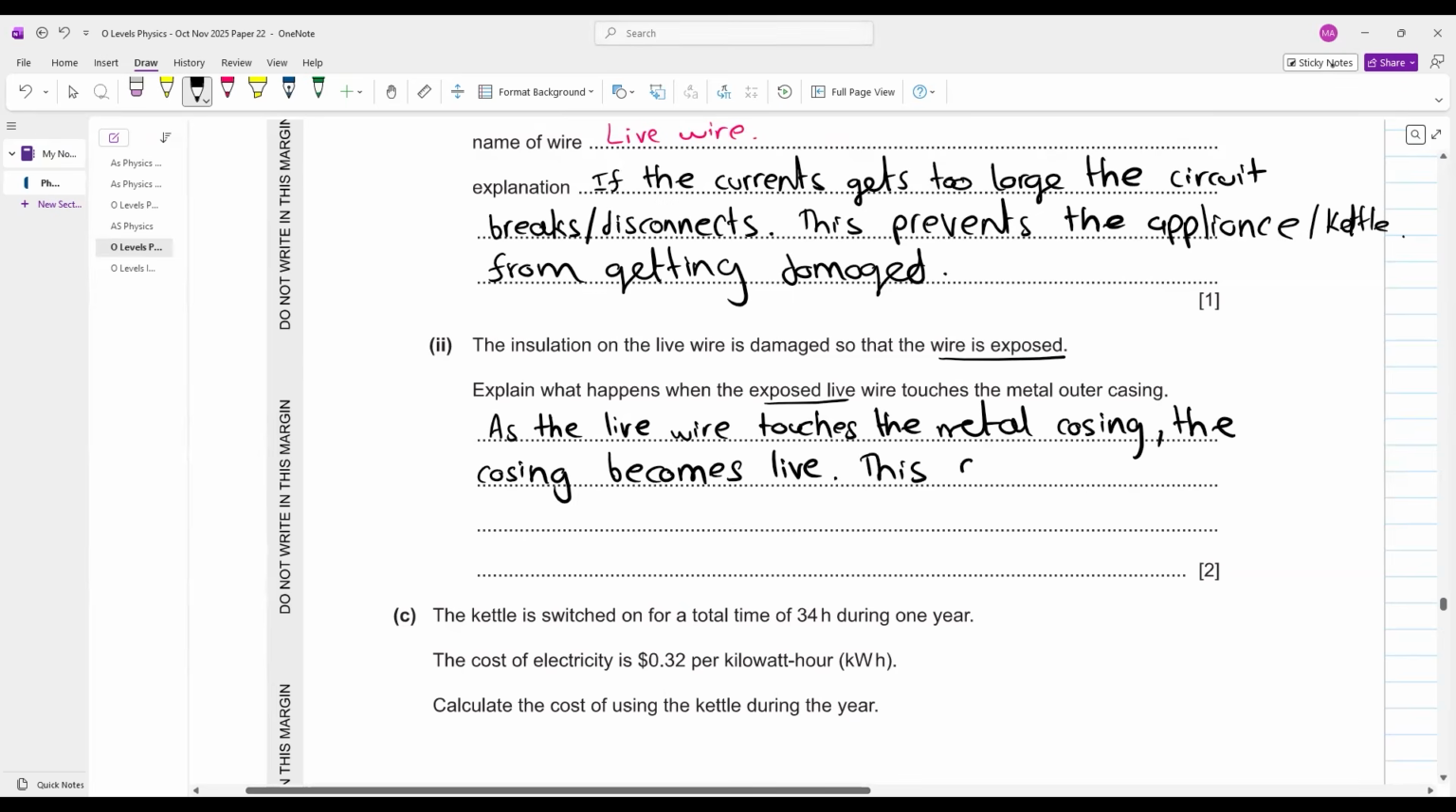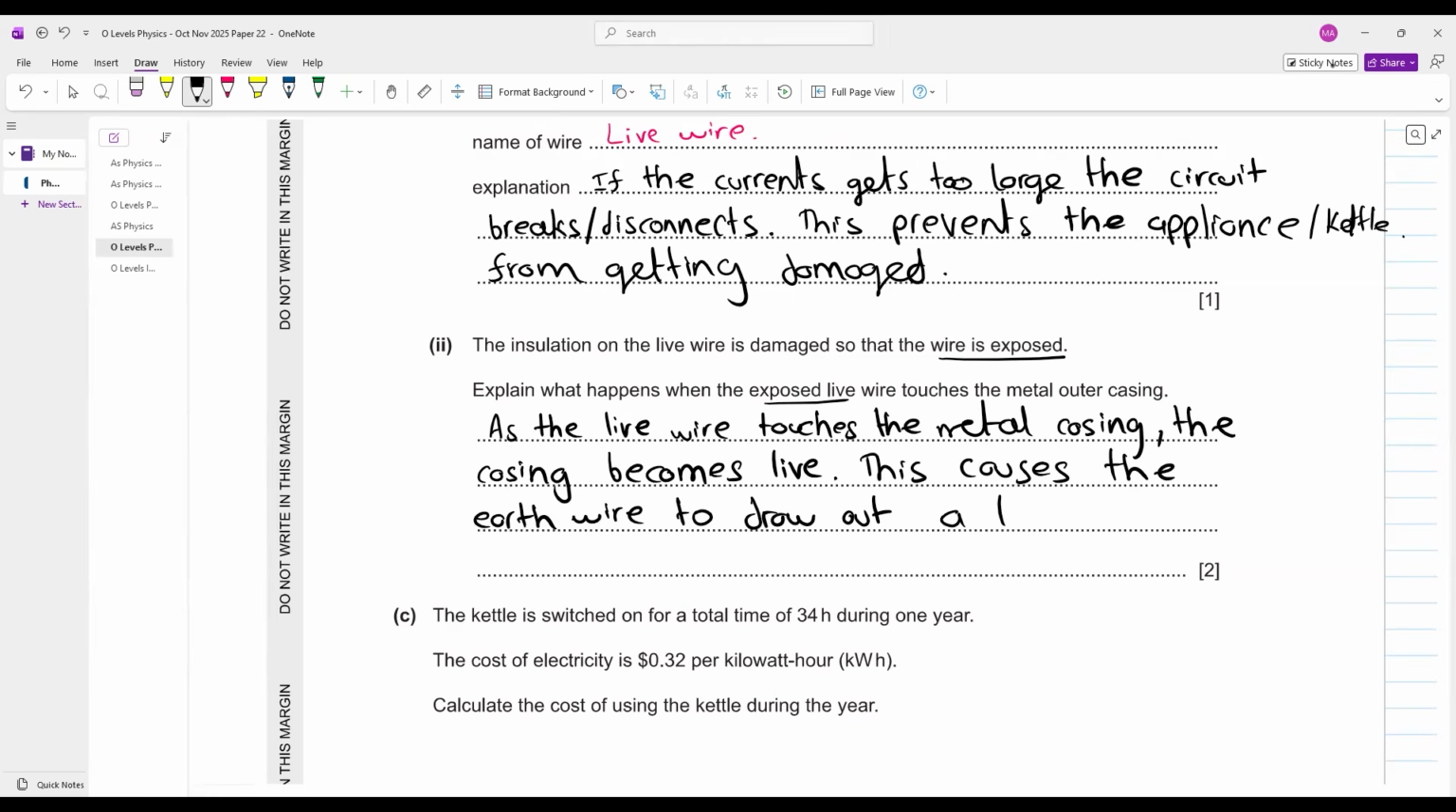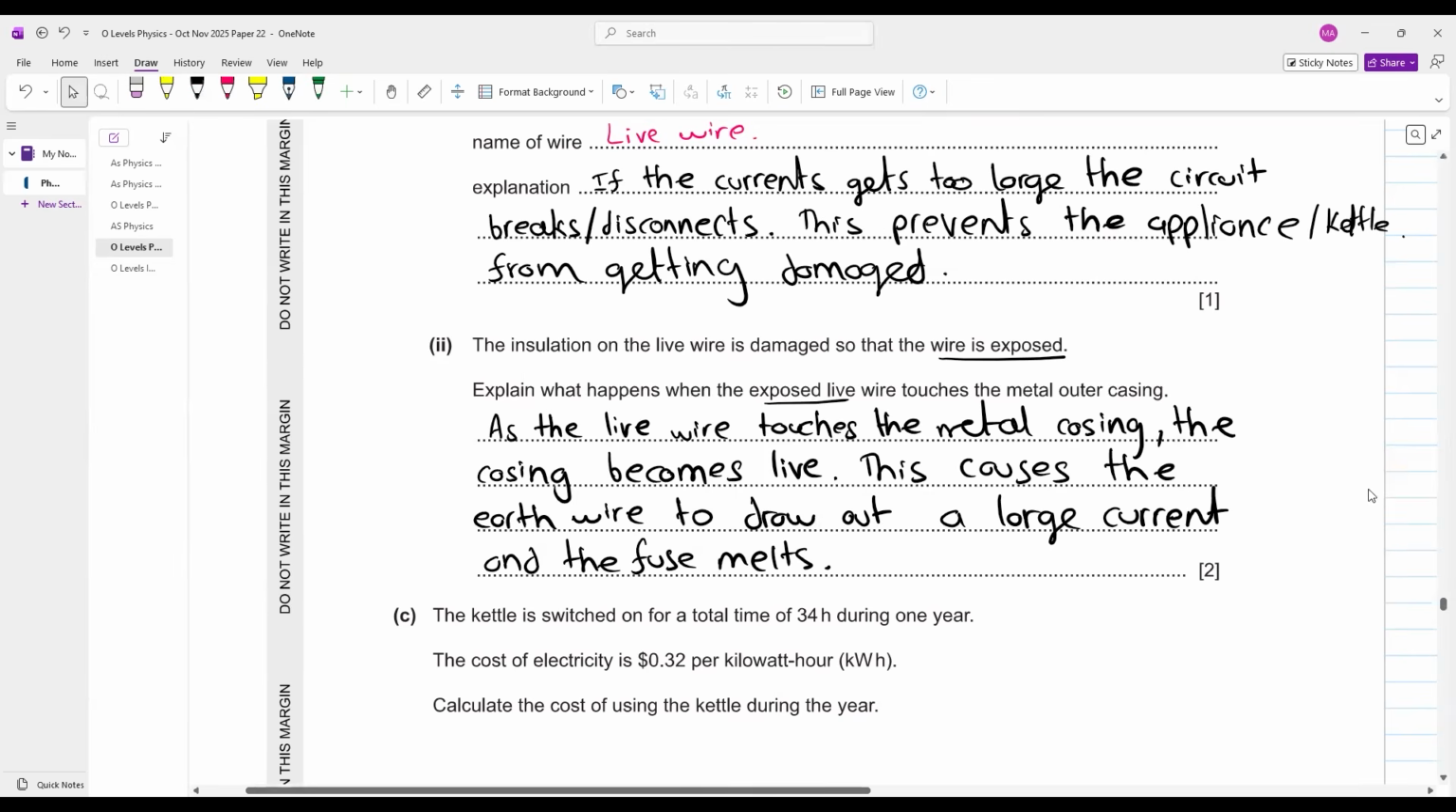This causes the earth wire to draw out a large current and the fuse melts. बेटा यही अर्थ वायर का फायदा होता है. If the live wire gets attached with the metal casing, casing gets live. This causes the earth wire to draw out a large current and the fuse melts, breaking the circuit.